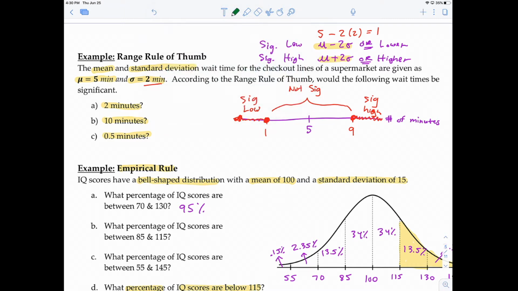Is waiting 2 minutes significant according to the range rule of thumb, if the mean wait time is 5 with a standard deviation of 2? It would not be, because 2 is not in the significantly low or significantly high range. So this is not significant. 10 minutes would be over here, which would be considered significantly high. 0.5 minutes, half a minute, would be right here, which would be considered significantly low.